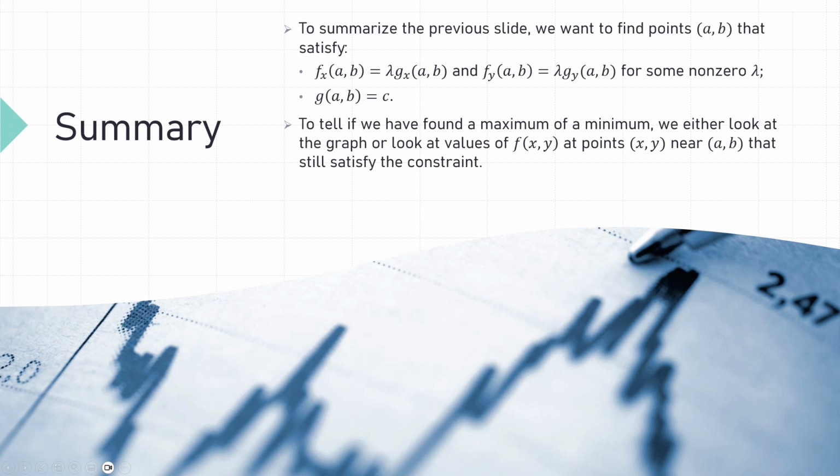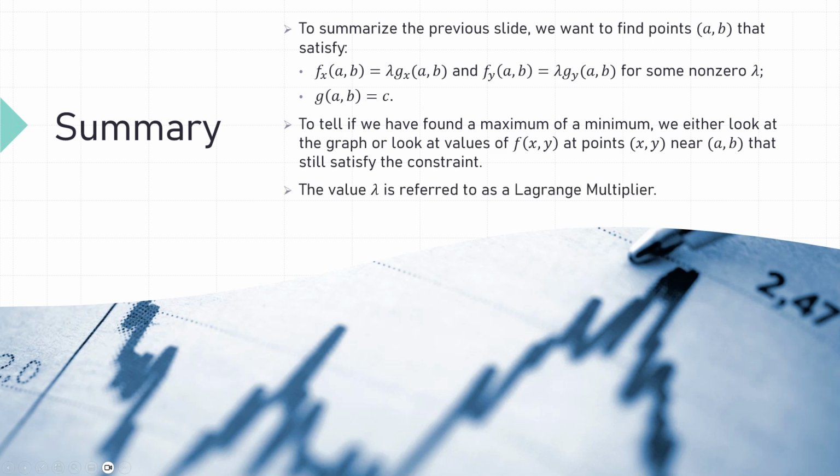And then once we have this set of points, in order to tell whether we have found a maximum or a minimum, we can either look at the graph of f(x,y) with the constraint and see whether it looks like a maximum or a minimum. It'll have to be one or the other. Or we can find points that are close to (a,b) that still satisfy the constraint, plug that into f(x,y), and see whether it's bigger or smaller than what we found. So either of those methods are valid. For this class, usually it's not going to be super complicated to tell, but in general it can be quite complicated, so you might have to actually look at a graph to see what's going on.